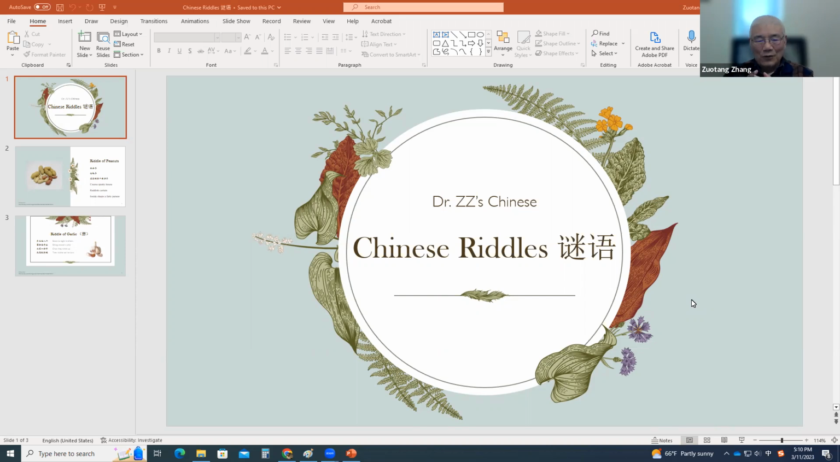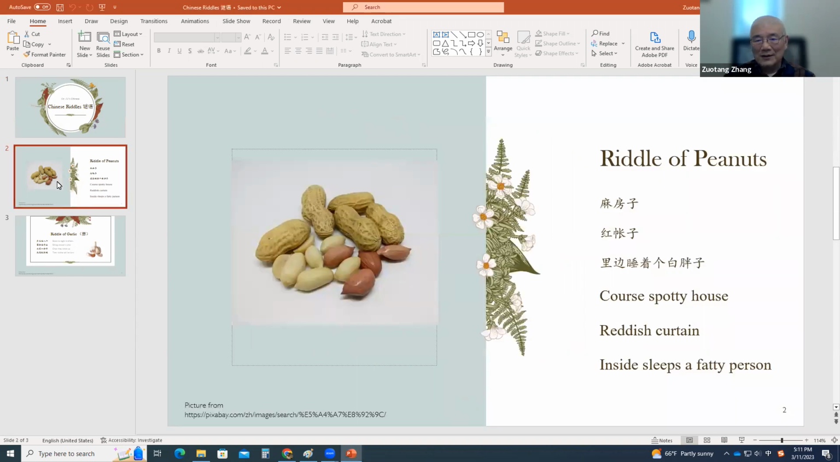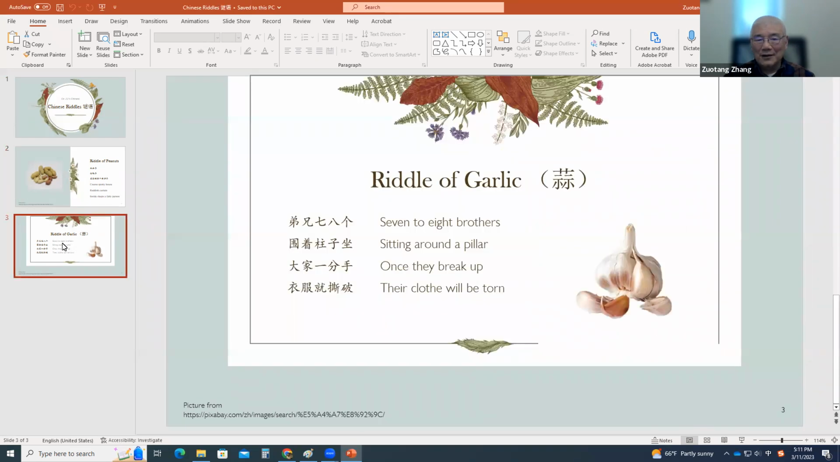Today, let's learn some Chinese riddles. There are riddles for Chinese characters, and riddles for things, just like riddles in any part of the world. Today, we're going to learn two things: one is peanuts, and the other is garlic.